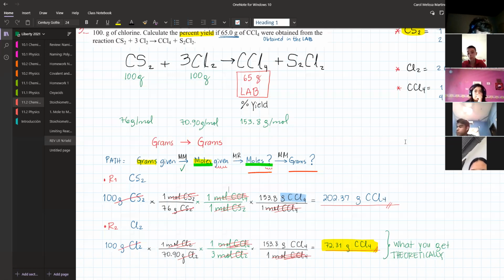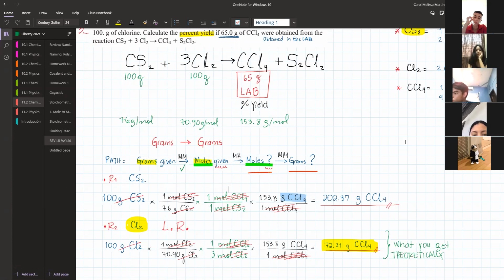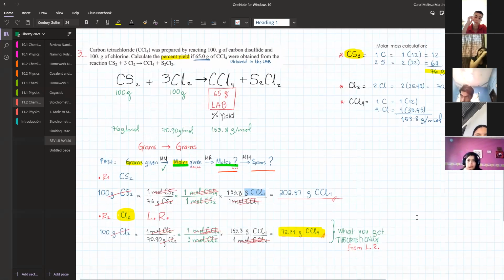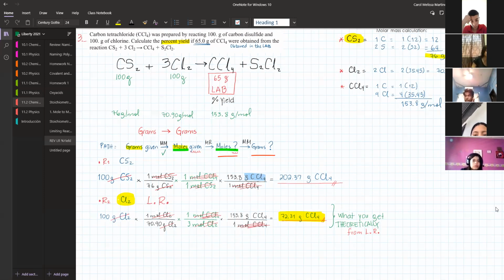So in this case, Cl2 is going to be the limiting reactant. If this is the limiting reactant, what you obtain from the limiting reactant is what you get theoretically. Always comes from the limiting reactant, okay? Remember this, from the limiting reactant. So what happens after you know where you should get theoretically? After you know what the limiting reactant is and you should know how much theoretically you should obtain, you can now apply the formula for percentage yield, okay?